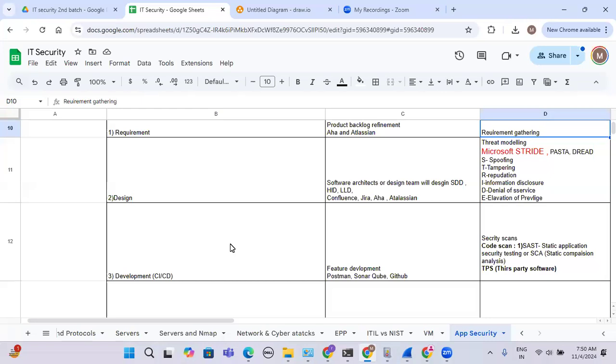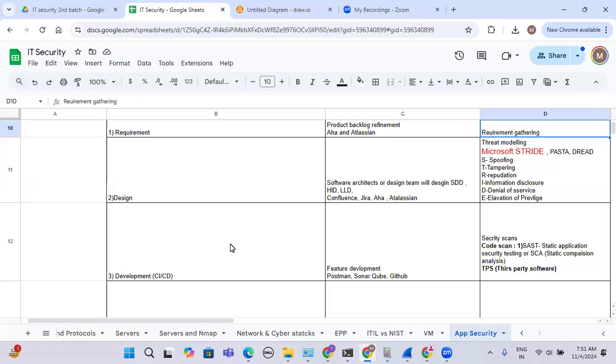For example, maybe on the infrastructure side, we want to implement an EDR solution, or whatever applications or products we are developing, all those product logs we have to integrate into a SIEM tool. For those scenarios, our security product owner has to do the analysis, evaluate the different types of SIEM tools, and finally give the solution. So not only from the development point of view, but from the security point of view also, a product owner will be there. He will take care of security feature development. Okay, so that is the requirement phase.